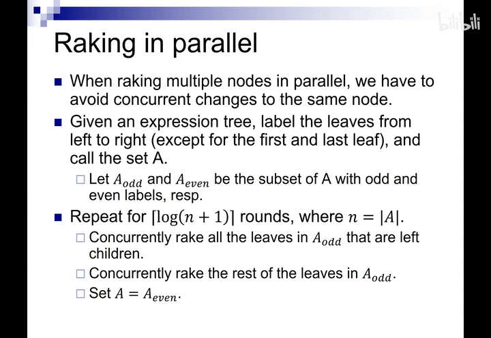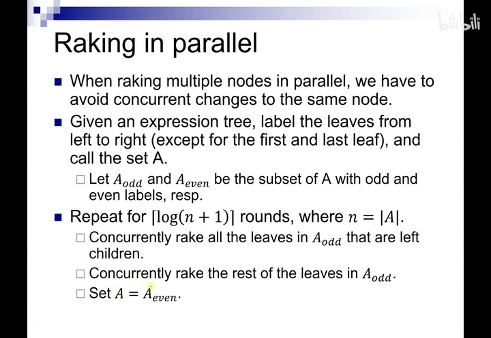It turns out that you can rake all of these left children concurrently, and we're not going to make concurrent changes to the same node. Next, we take the other odd numbered leaves in A, those who are right children, and concurrently rake all of them. After that, what we have left are the even nodes. We now set A to be these even leaves that we didn't rake yet, and then we repeat the process.